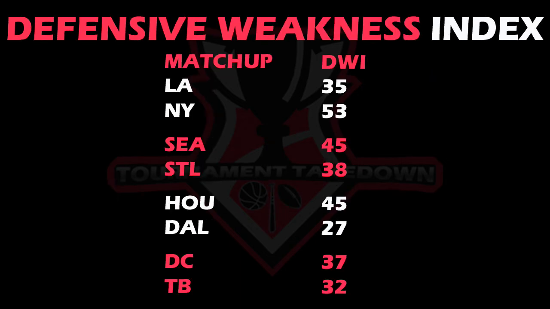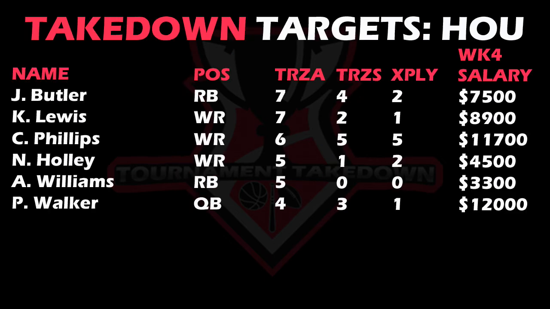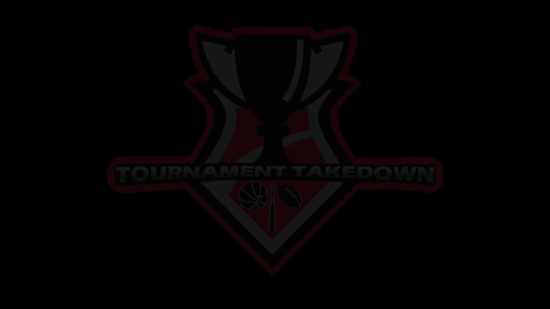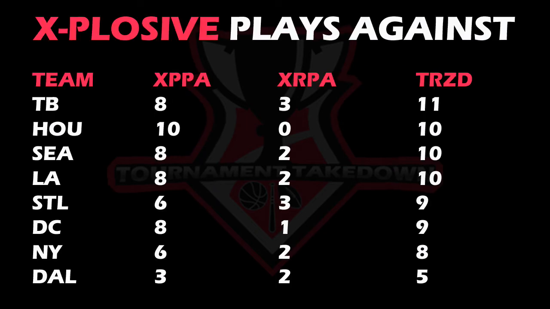Even though New York gets Gentry back this week, their play calling has shown zero creativity. Dallas has the best defensive weakness index rating in the league. And Houston, even though they've been dominant, teams have been able to move up and down the field on them. If you were going to attack Houston, how would you do it? Well, they've given up 10 explosive passing plays and 0 explosive rushing plays.